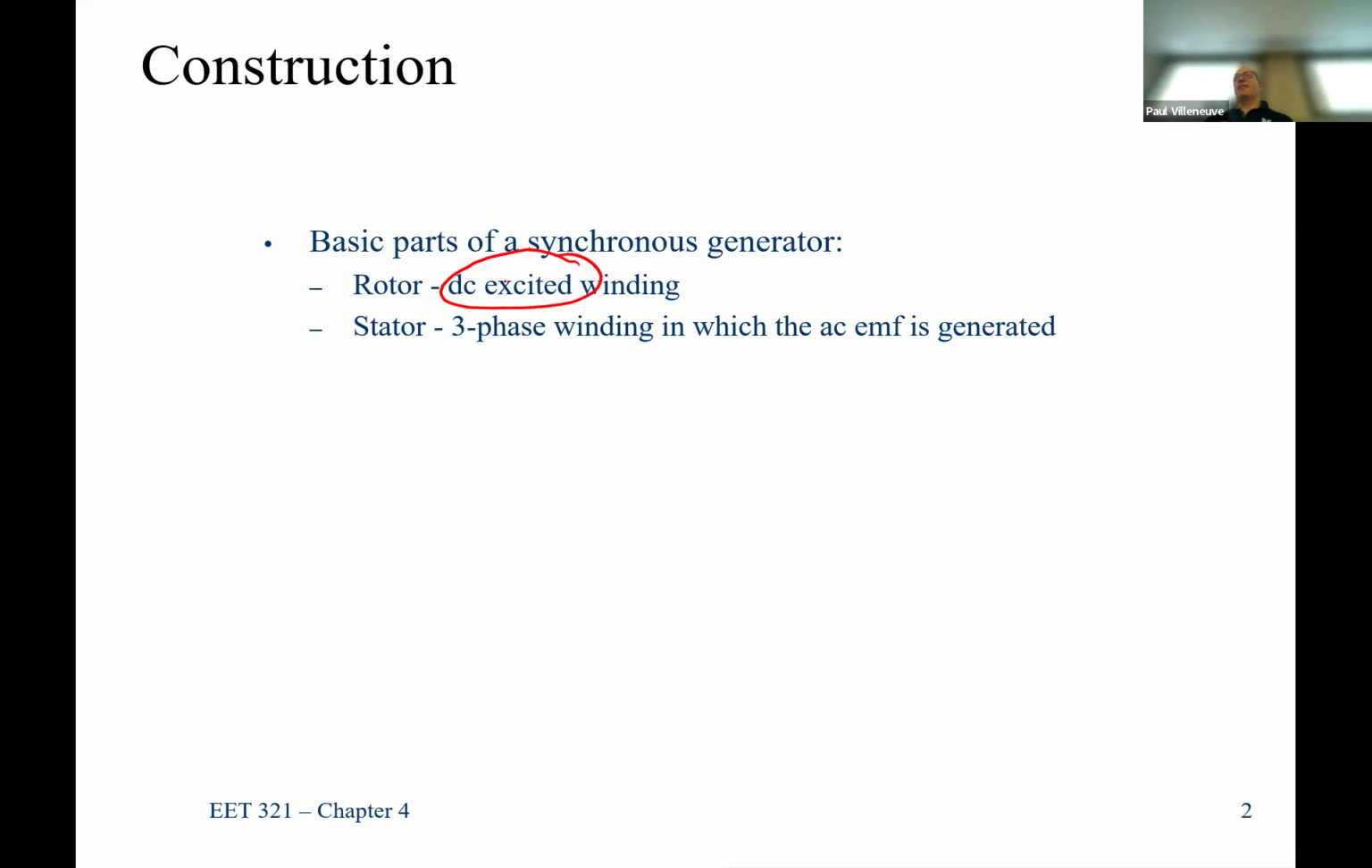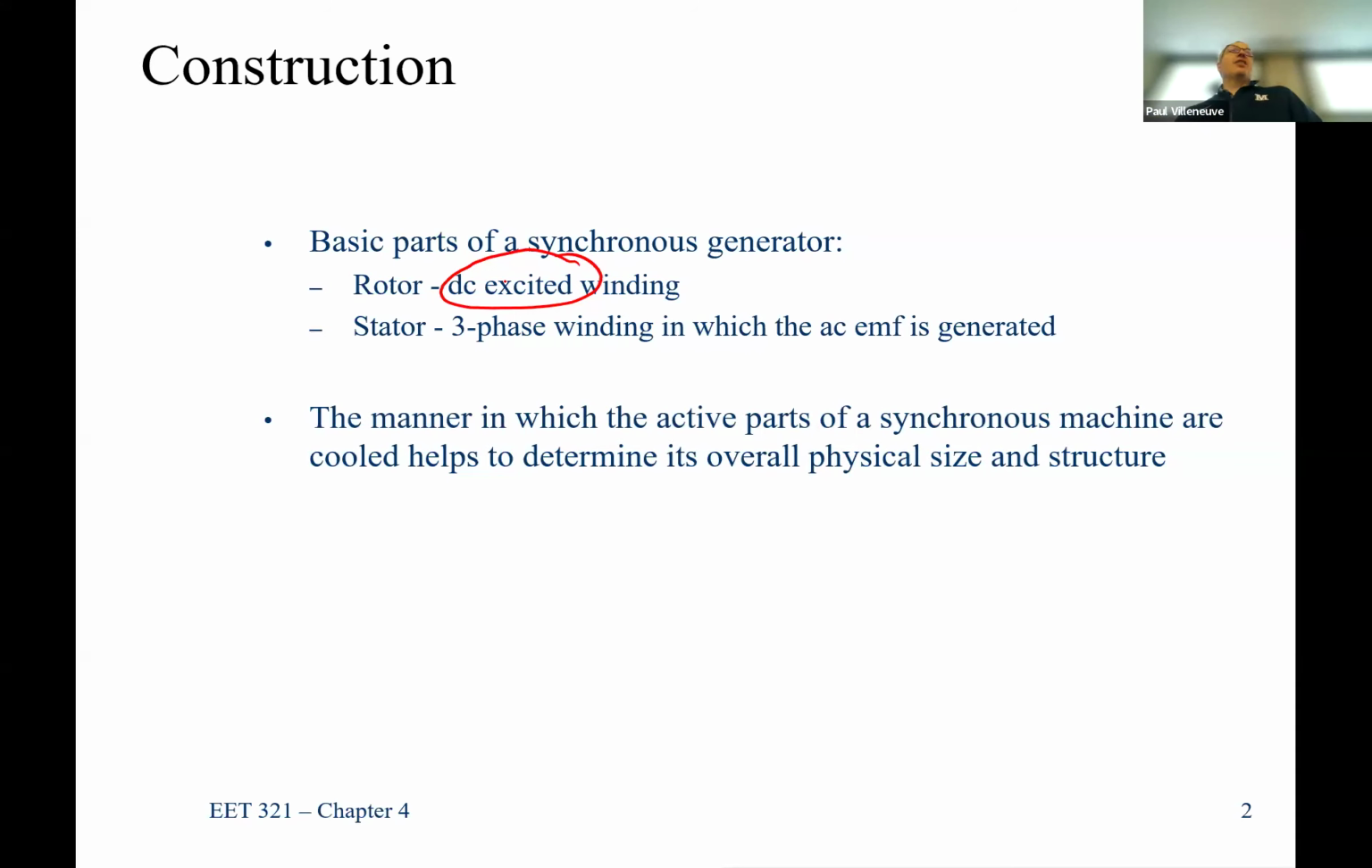It's DC excited. You can use permanent magnet generators, which means you have a permanent magnet on the rotor circuit, but that's not always the best way to go because you lose one of those really important control capabilities of a synchronous generator. So the vast majority of them, you'll actually provide the DC power to it.